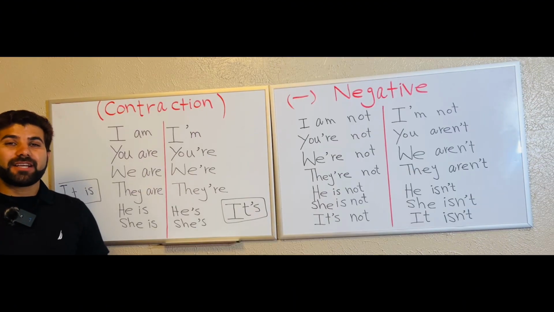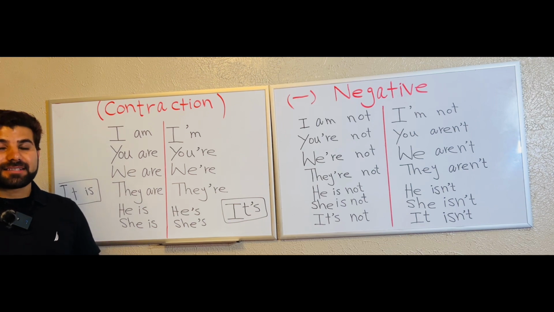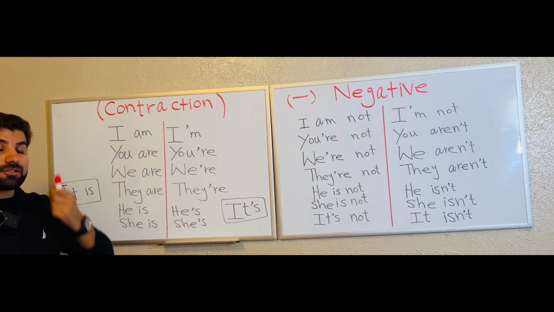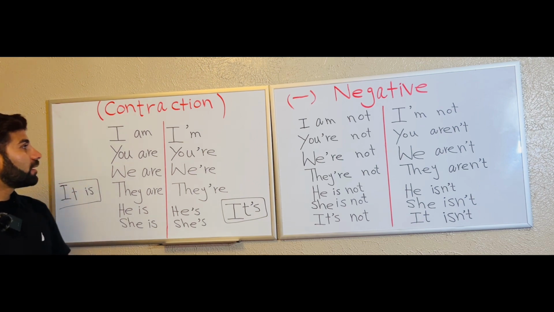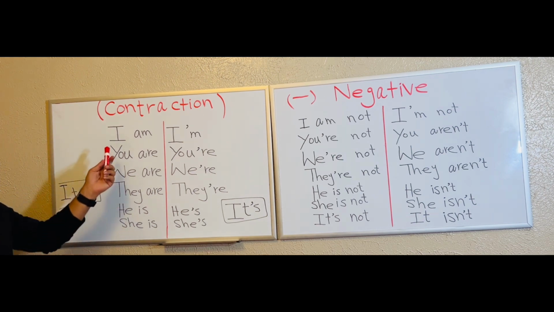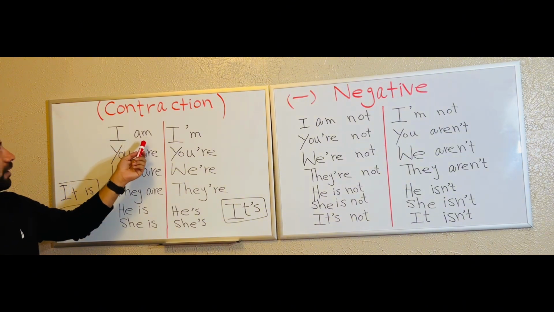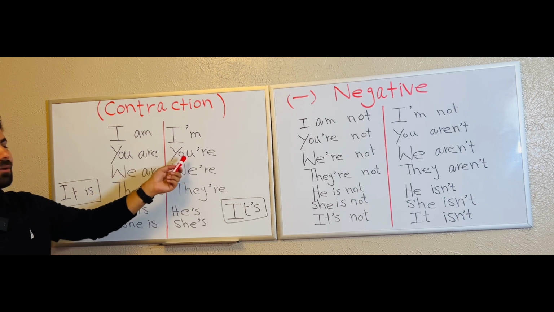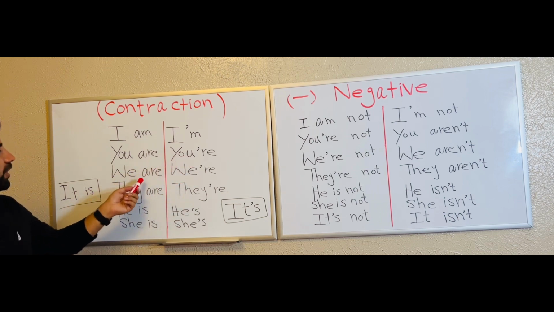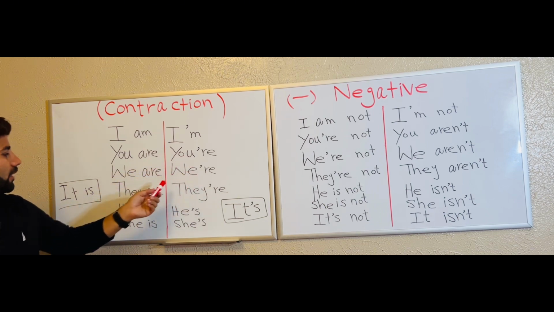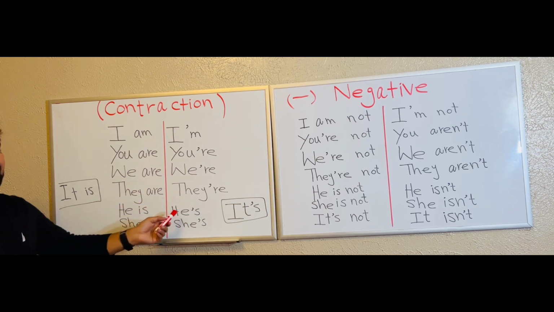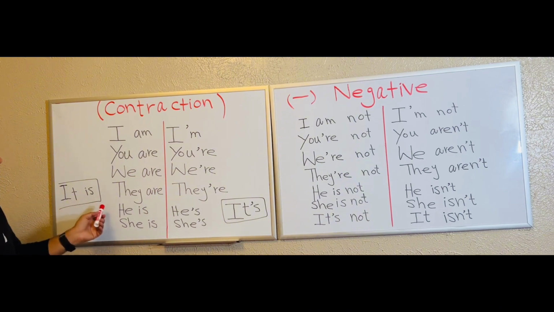In present progressive or present continuous tense, we use contraction forms, or shortens. So you can say I am, I'm. You are, you're. We are, we're. They are, they're. He is, he's. She is, she's. It is, it's.